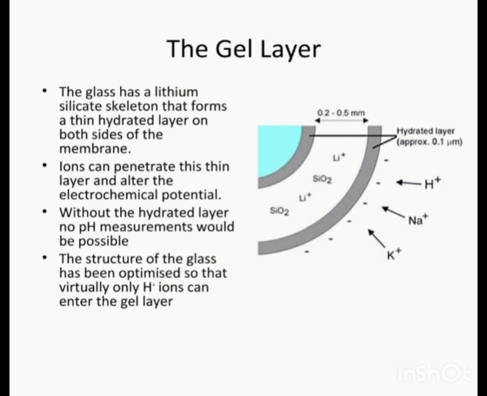And this is the basics of the electrode involving the topic of the gel layer. This gel layer has a construction of lithium silicate skeleton, and that forms the hydrated layer on both sides of the membrane. Ions can penetrate this thin layer and alter the electrochemical potential. Without the hydrated layer, no pH measurements would be possible.